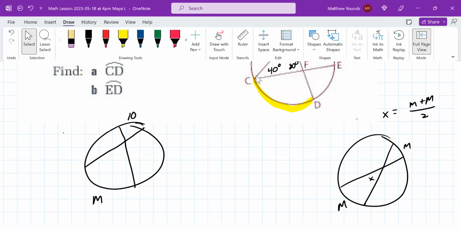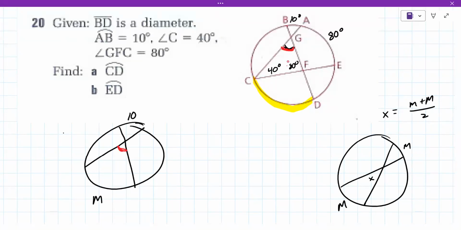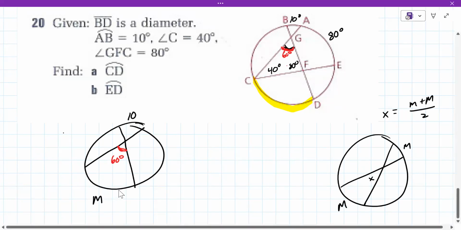Whoa. So the angle there is the same as the angle there. Looks like it's 60. So that allows you to find our C to D or M. Could you attempt to do that for us, please?